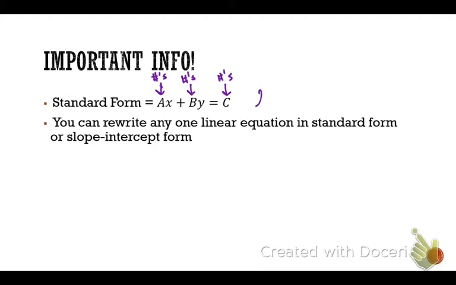So I could say 2x plus, give me a value for B. 5. I heard 5. Okay? Plus 5y equals, and give me a number that's divisible by both 2 and 5. Okay, 10. This equation is written in standard form. I have my x, and then my y, and then my number by itself.